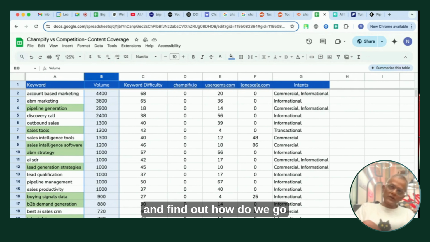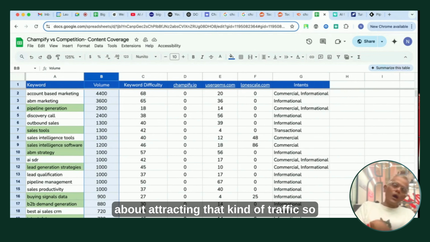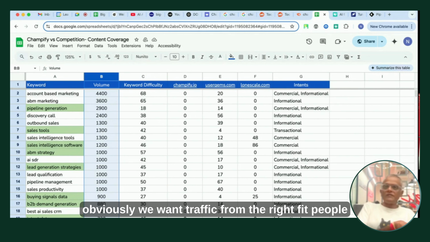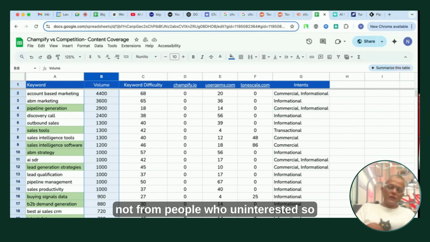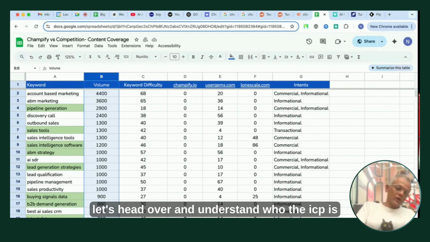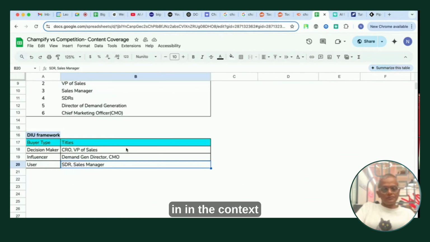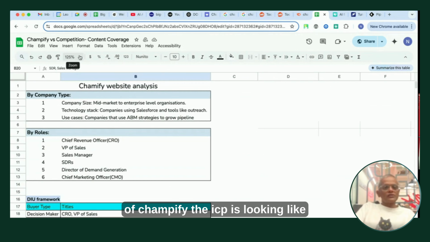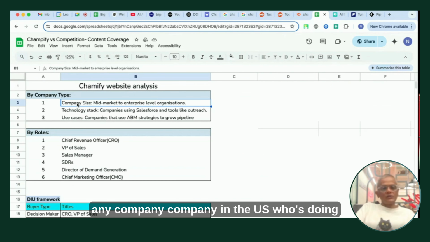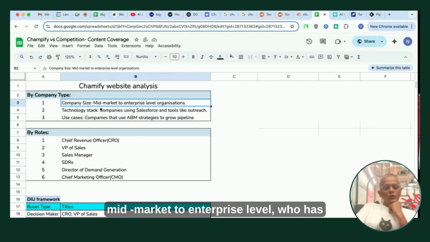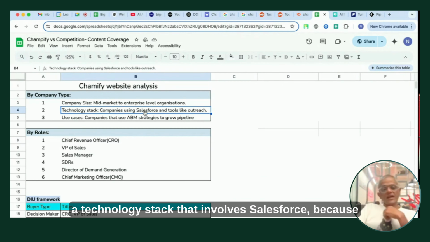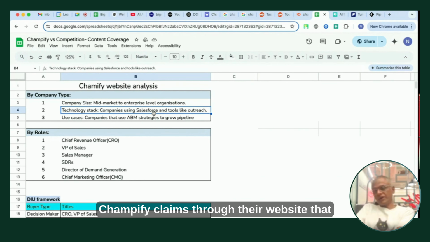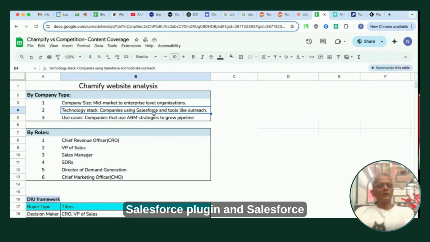Now we need to go further and find out how do we go about attracting that kind of traffic. So obviously we want traffic from the right fit people, not from people who are uninterested. So let's head over and understand who the ICP is. In the context of Champify, the ICP is looking like any company in the US doing mid-market to enterprise level, who has a technology stack that involves Salesforce, because Champify claims through their website that the Salesforce plugin and Salesforce integration is good.